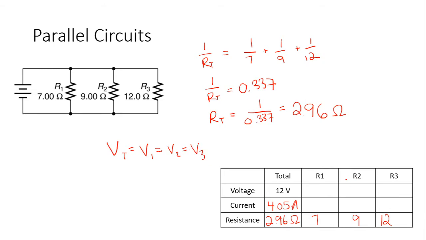So here, because I don't have anything other than this one parallel branch, I know that I'm going to drop 12 volts here, I'm going to drop 12 volts here, and I'm going to drop 12 volts here. And then I just have to do the math.